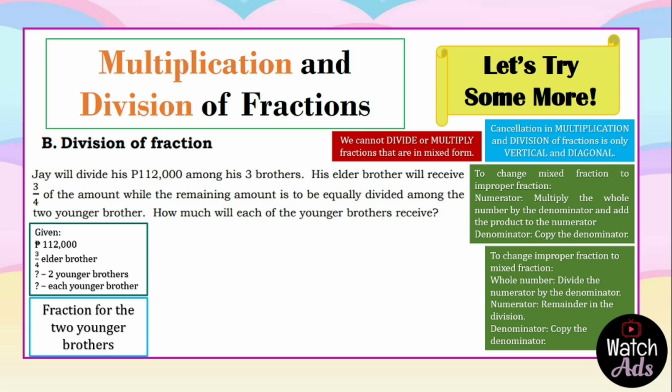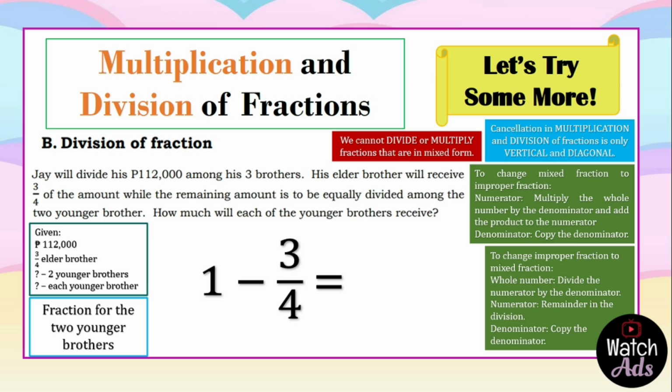So that is 1. We will subtract the part of the elder brother that is 3/4. We have 1 less 3/4. Now we think of a number or a conversion of 1 to make it easier to subtract 3/4. Remember that any fraction with the same numerator and denominator is equal to 1. 3/3, 2 halves is equal to 1. 5/5 is equal to 1. 4/4 is equal to 1.